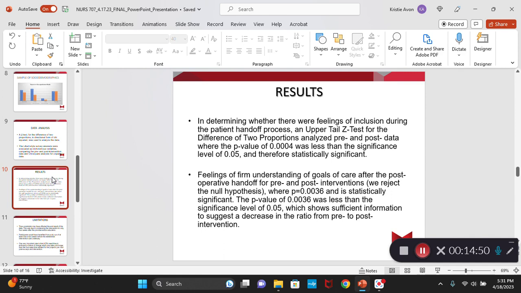Additionally, for feelings of firm understanding of the goals of care after the postoperative handoff, for pre and post interventions, we reject the null hypothesis, which is what we want to do. We want to reject the opposite of what we're looking for. And so in this particular Likert style question, P was 0.0036. It was considered statistically significant, which was less than the significance level of 0.05, to suggest a decrease in the ratio from pre to post intervention.